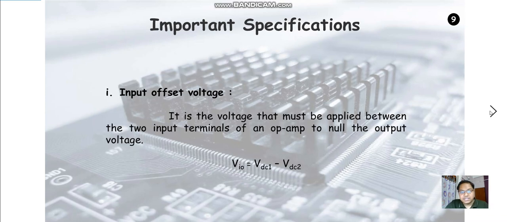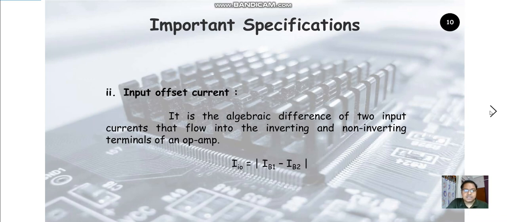Very important specifications. Input offset voltage, if we discuss it, is the difference between VDC1 and VDC2. It is the basic difference between the two input terminals, needed just to nullify the output voltage. We do not require this offset voltage, so that is why we nullify it.